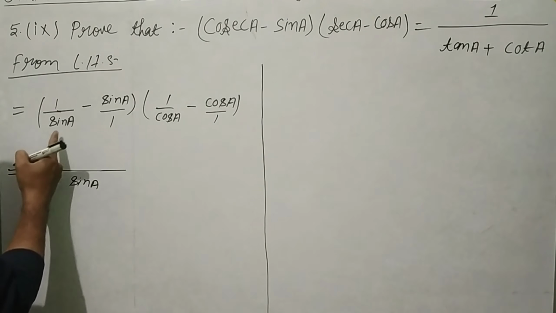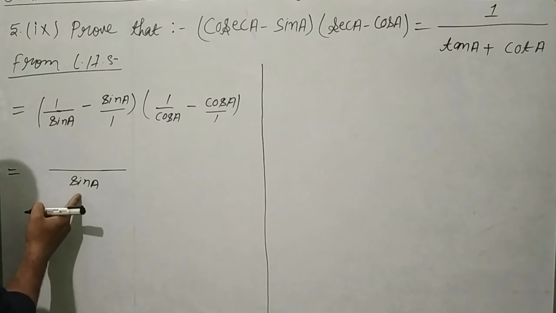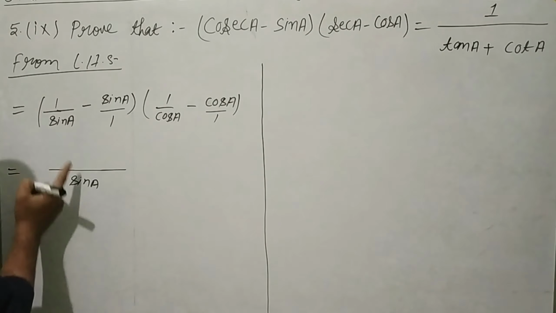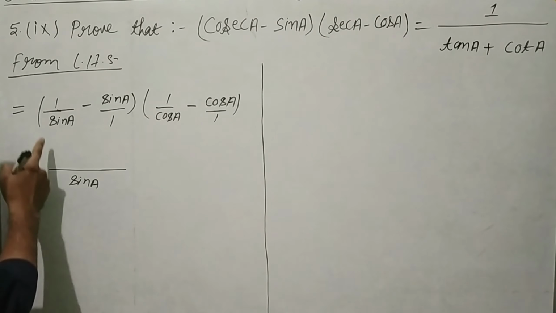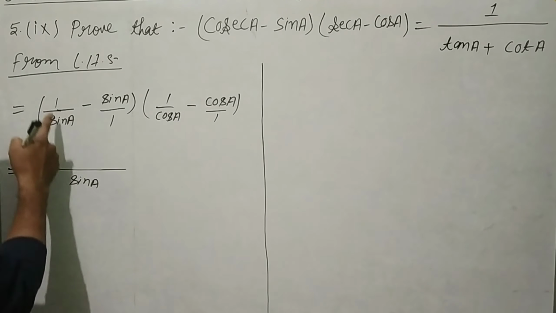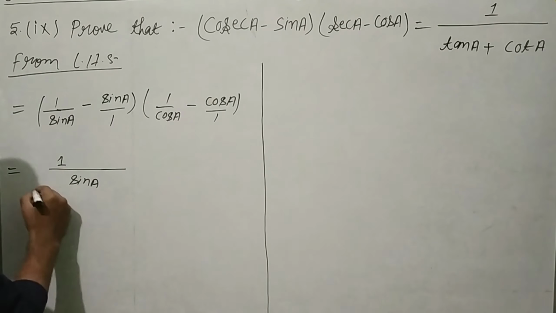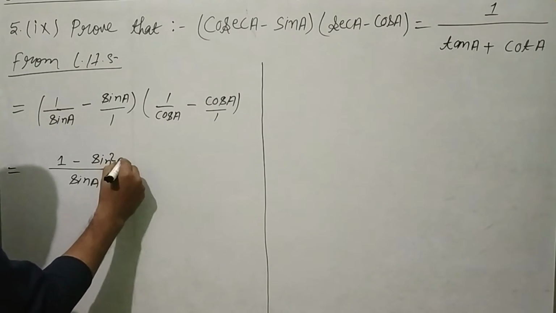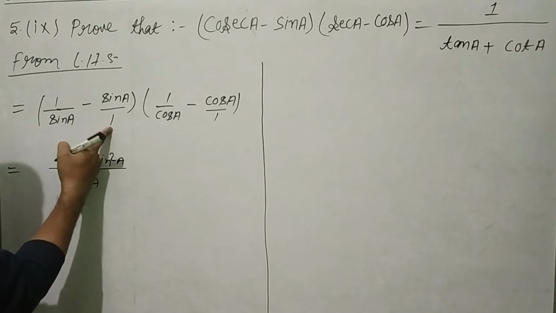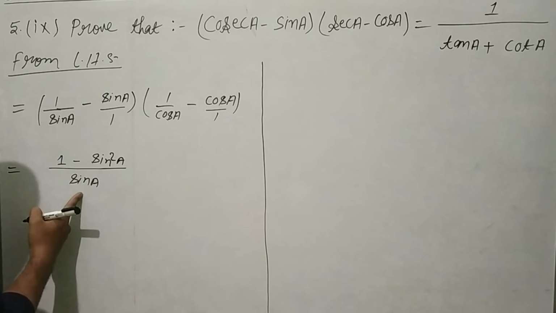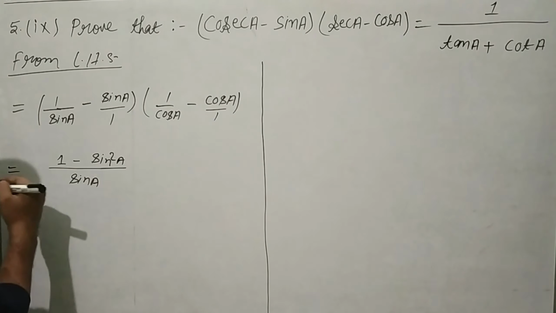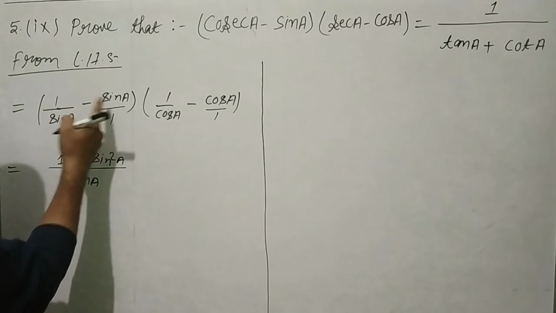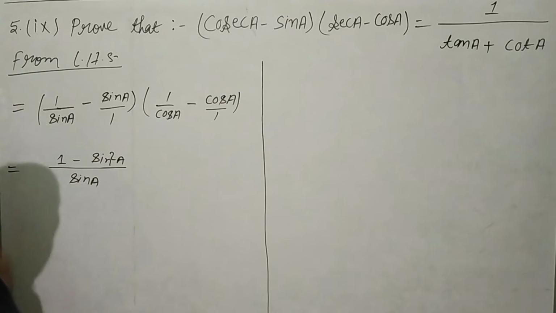Okay, divide sin A by sin A, so we will get 1, and multiply 1 in this one, so we will have 1 only, and this will be what? Sin square A. How? Divide sin A by 1, so we will get sin A, and then multiply the result in the numerator by sin A, so we will have sin square A.